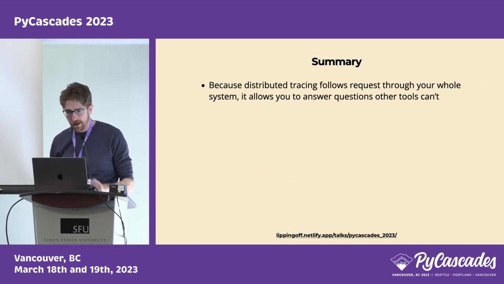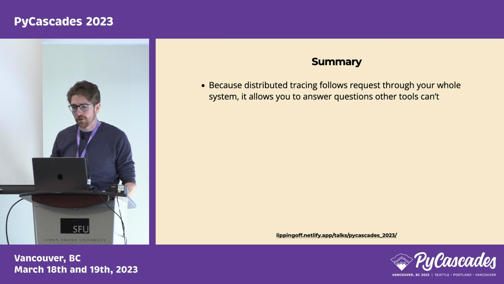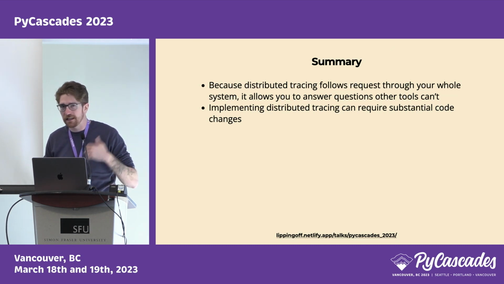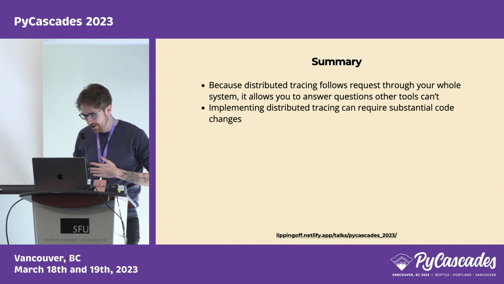So in summary, because tracing follows requests through your system definitively one at a time, it can allow you to answer questions that other tools can't. That said, implementing distributed tracing can require substantial application code changes, and that can be kind of a barrier to entry. I'm hoping that providing some examples today can help lower that barrier to entry to people in the Python world.